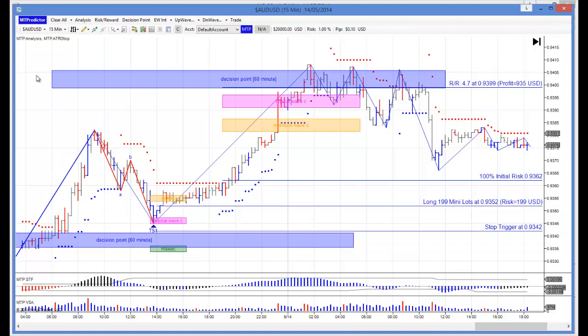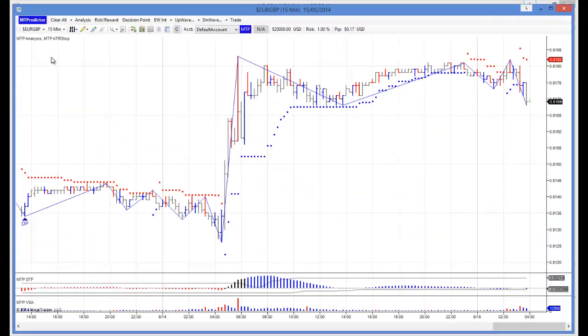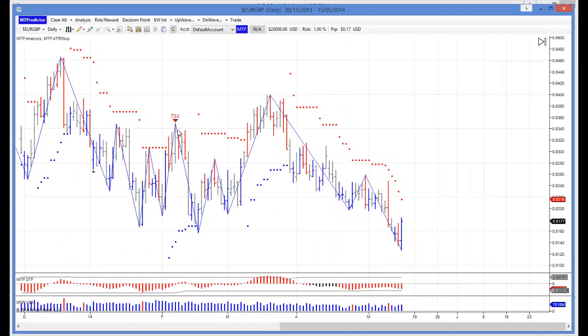If you're trading currencies, the MTPredictor add-ons for NinjaTrader have some very cool tools, and in particular we look at our currency cross rates here to make sure that the pip values for all your different Forex cross rates are all correct. In other words, here I'm looking at a pip value of 0.1 US dollars for this particular cross rate. If we change this for something like Euro GBP, let's change this to a daily chart and let's place some analysis on.